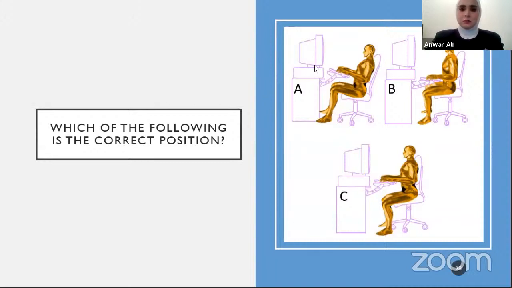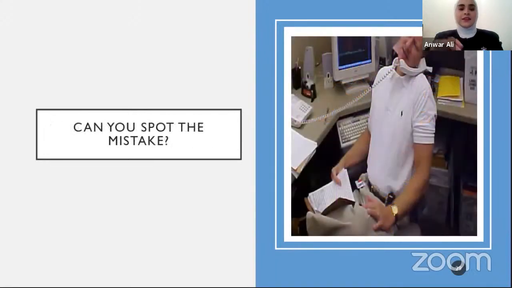Next. Okay. Can you spot the mistake? Can anyone unmute their mic and share with me the answer? Can you see the mistake in the picture in regard to ergonomics? Neck bend, yes. Keyboard, yes.